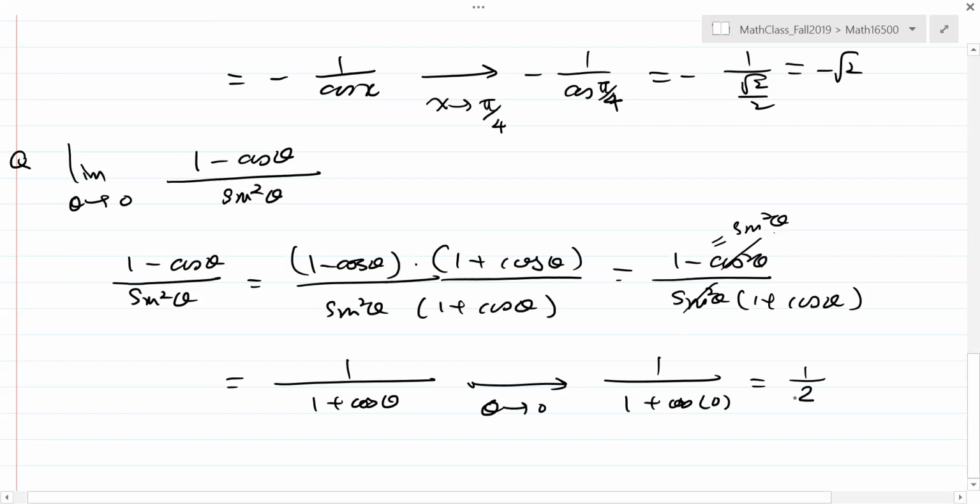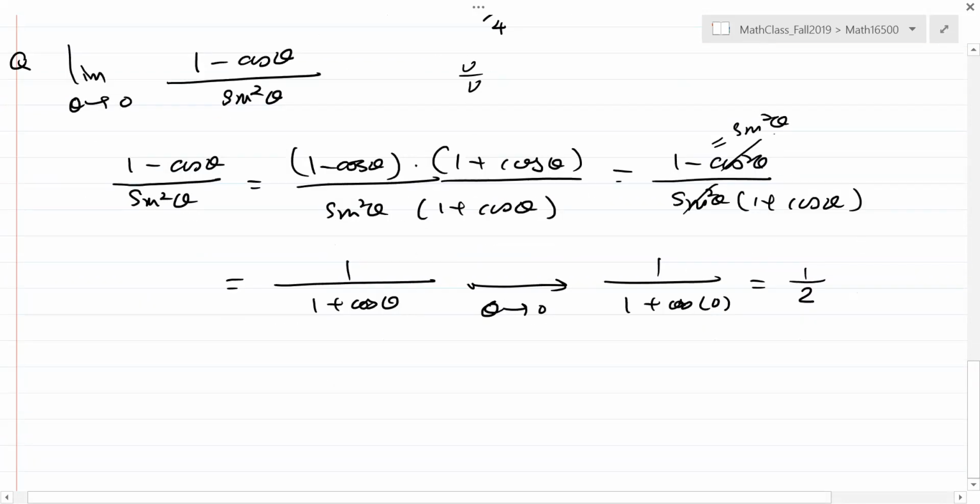If you plug 0 for theta in the original expression, you get 0 over 0, so you cannot determine the limit. That does not mean the limit doesn't exist, just that we cannot determine it this way. Is there any other way you can do it? Yes, there are multiple ways. It's like a conceptual question.